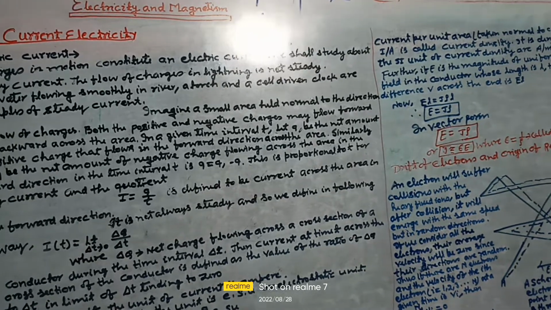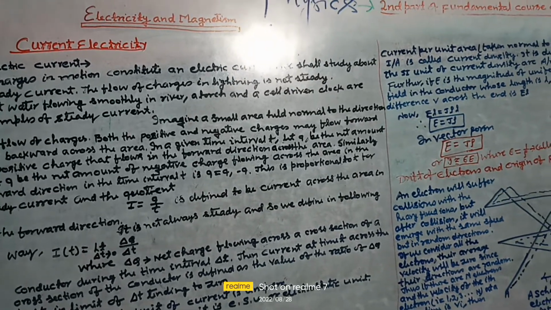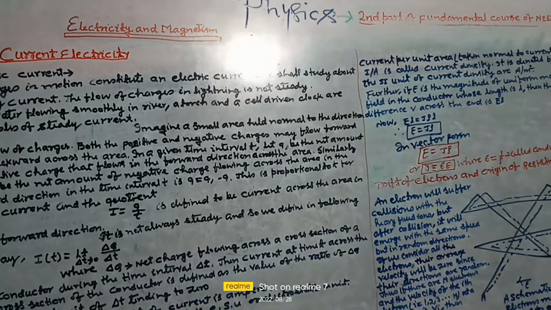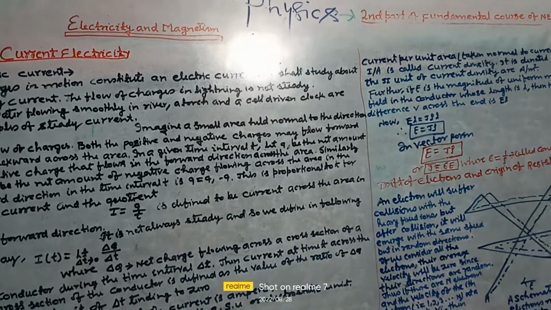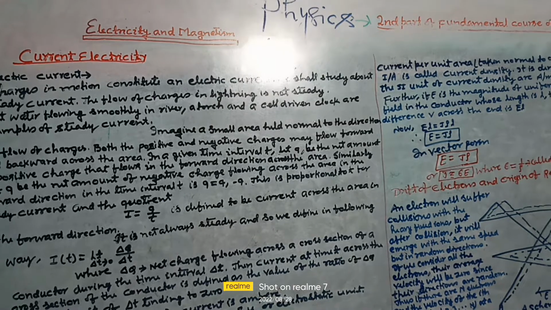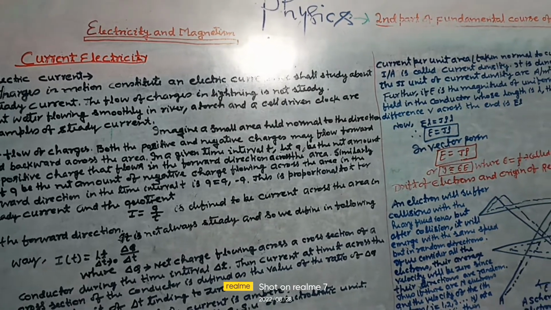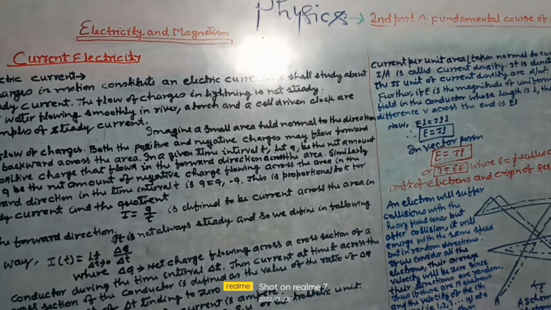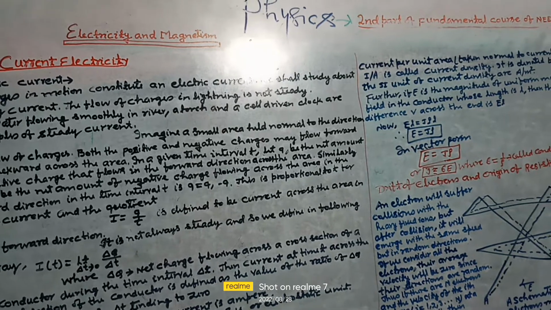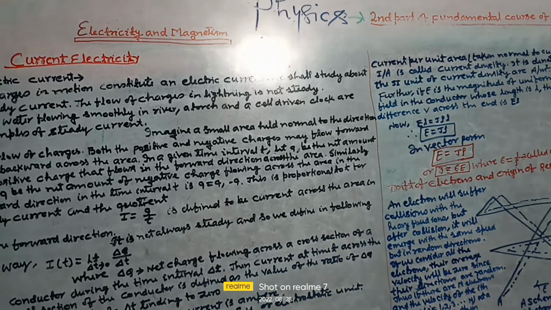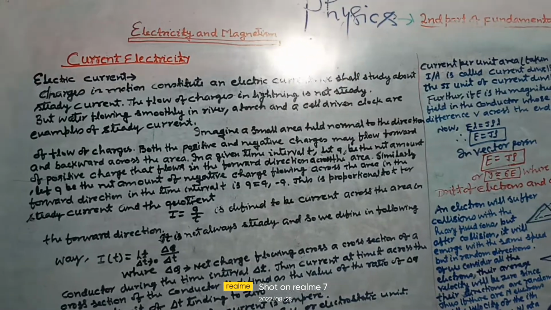We shall study a steady current. The flow of charges in lightning is not steady, but water flowing smoothly in a river, a torch, and a shell-driven clock are examples of a steady current.